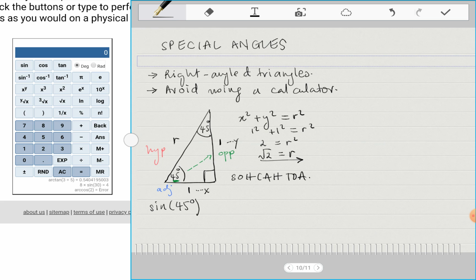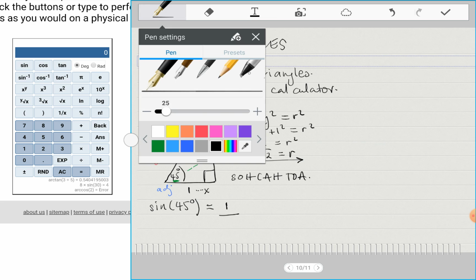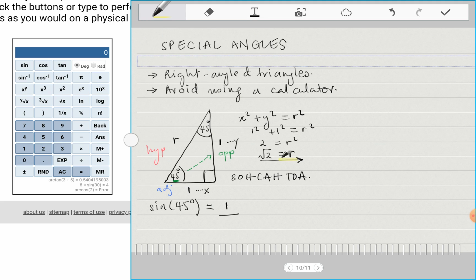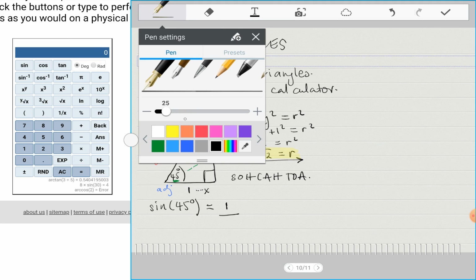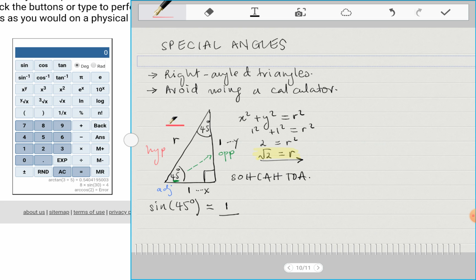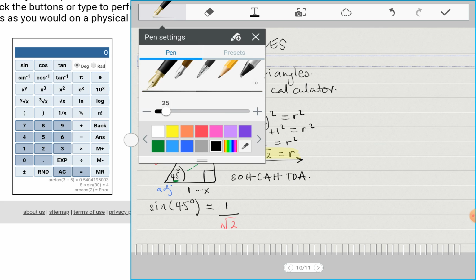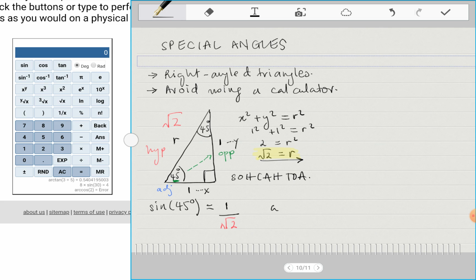So coming down here, sine of 45, we would get the opposite side, which is 1, and then the hypotenuse, which we just calculated, we know is root 2. So filling that in, we get 1 over the square root of 2, which is sine 45.